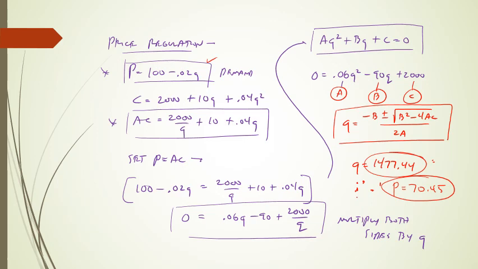All right, so the constant A is 0.06, B is negative 90, and C is 2000. So the quadratic formula is shown, and you can use an online calculator as well that can easily calculate it. And we get a quantity of 1477, and we get a price of $70.45. So this would be the price and quantity that we would choose for this natural monopoly.